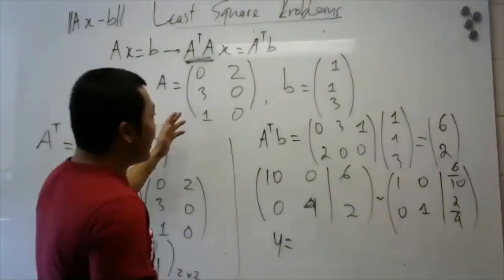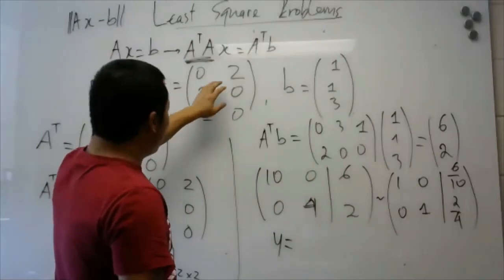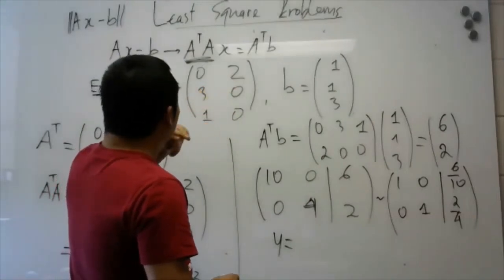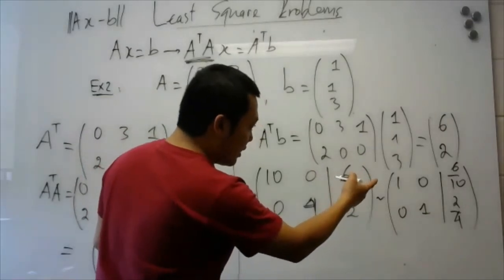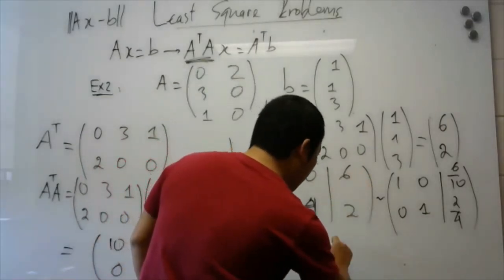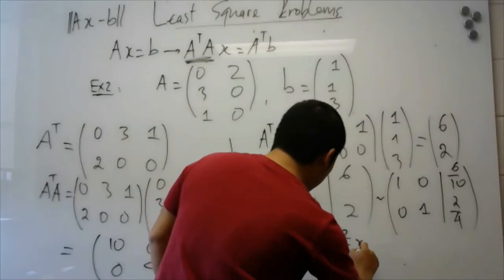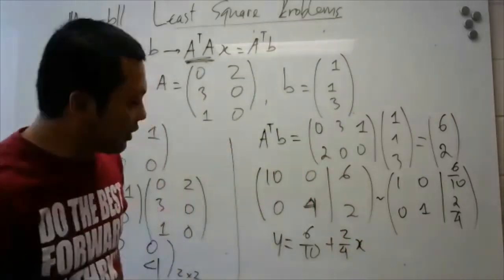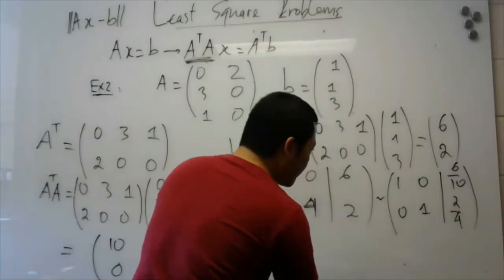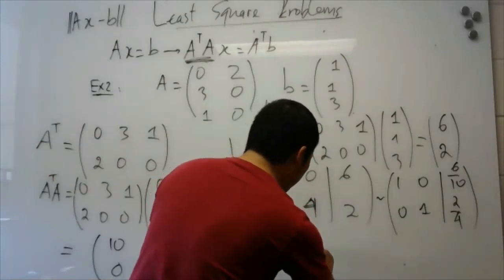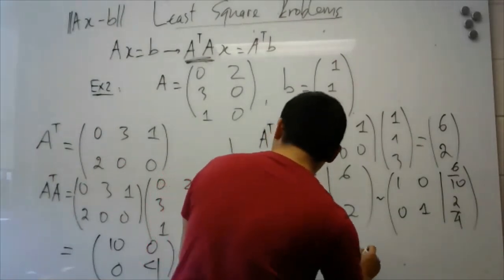The best fit line that fits most of all 3 points. The first coefficient is 6 over 10, plus 2 over 4 x, or 1/2. Sorry, you can simplify that, but I can write that as 3/5 plus 1/2 x.